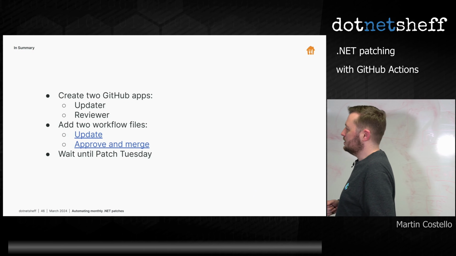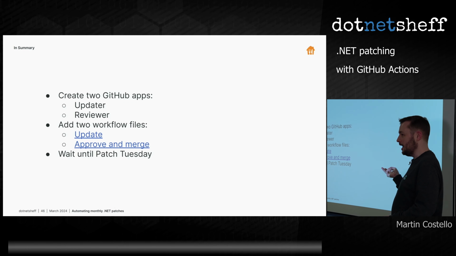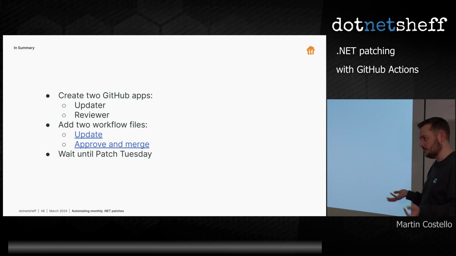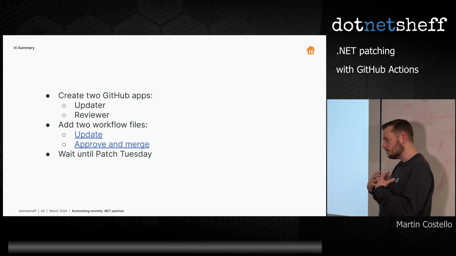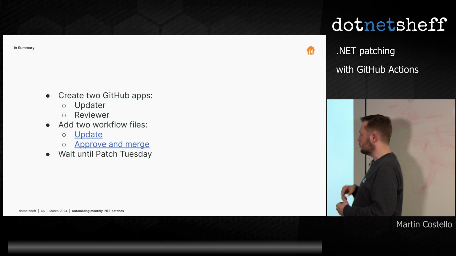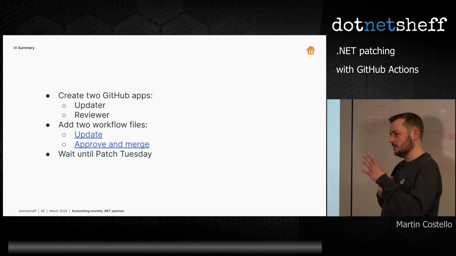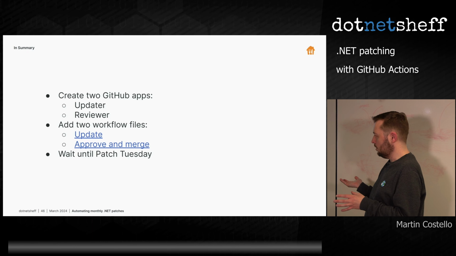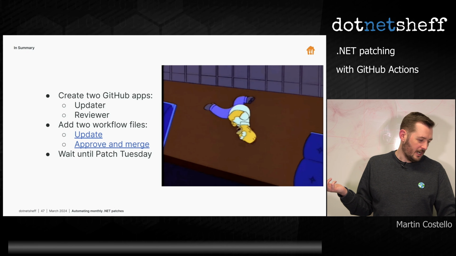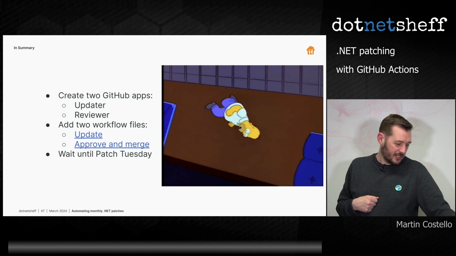So to get all of that working, we created 2 GitHub apps, one to do the updates, one to do the reviewing. So that's effectively our service account. It's not running as us, it's running as some automation. And then there's 2 workflow files that we add into our repository, one that does the update, one that does the approvals, and then we just wait until Patch Tuesday for something to happen, and then it will all kick in, and we'll all be happy and not have to manually do this patching ourselves.